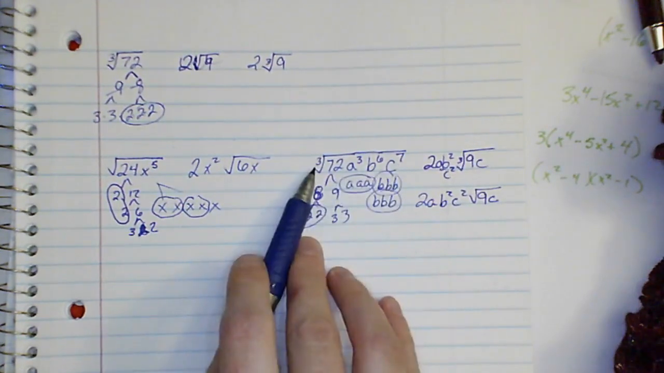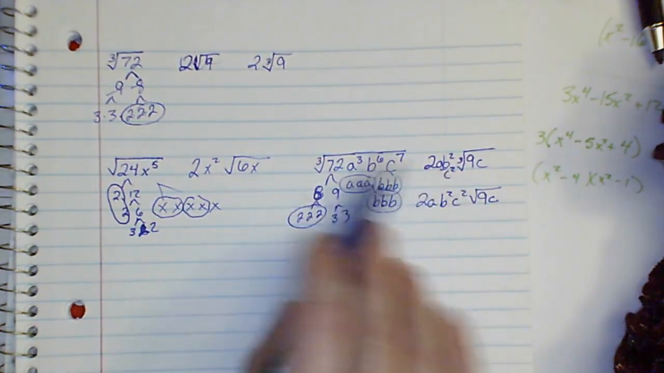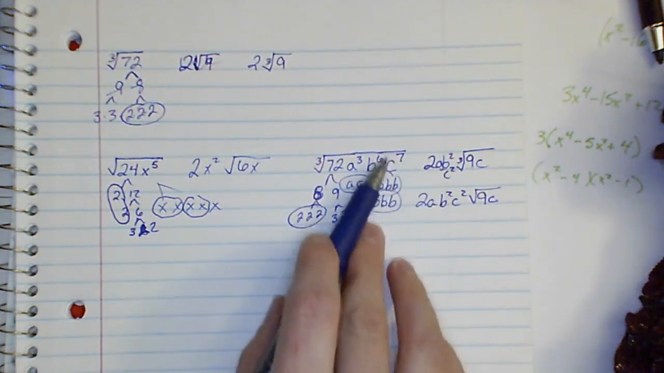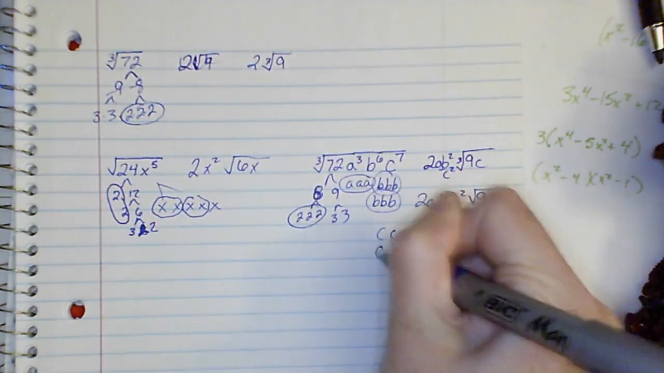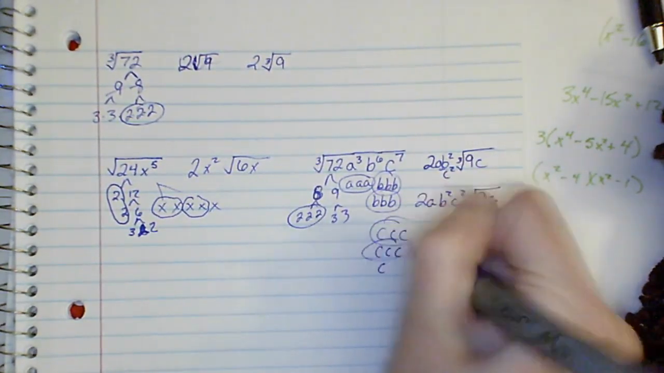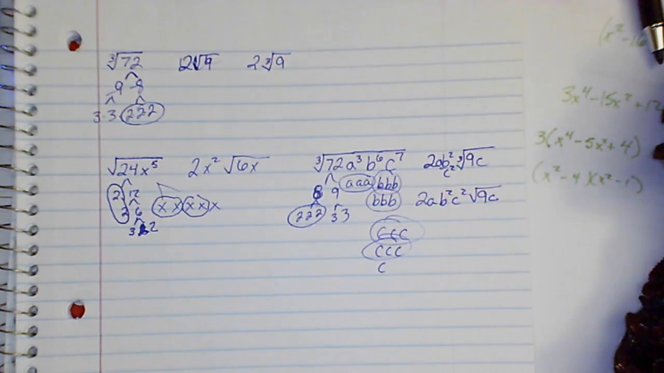So 7 divided by 3. 3 can go into 7 2 times. So 3 times 2 is 6. So we'll have 1 remaining. Or we'll have 2 groups of c's and then 1 remaining if you need to write it out.